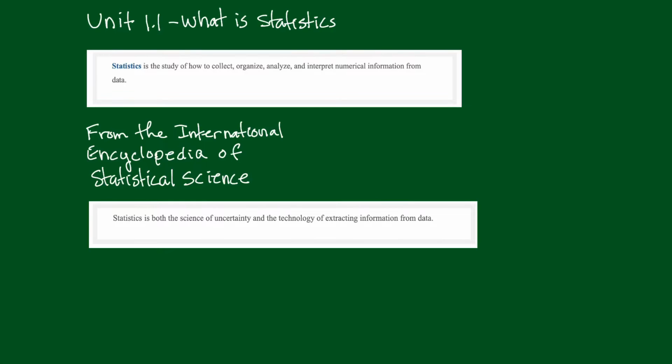And then here's a definition from the International Encyclopedia of Statistical Science. Statistics is both the science of uncertainty and the technology of extracting information from data. So as soon as you see this word here, uncertainty, you can see that we're going to be dealing with some probability.